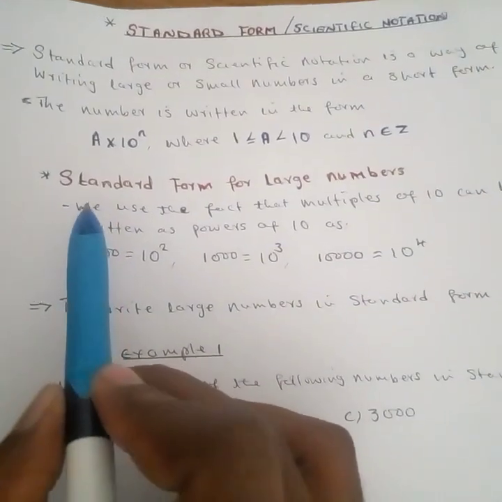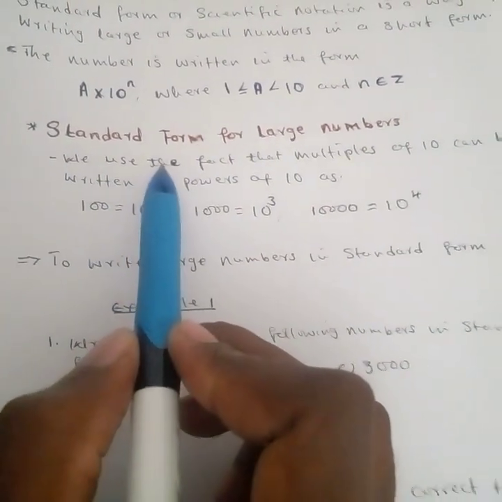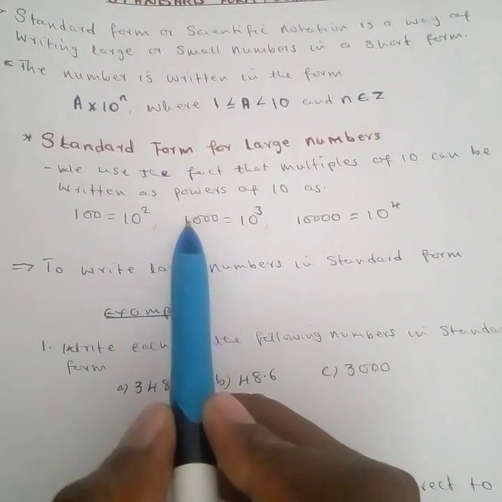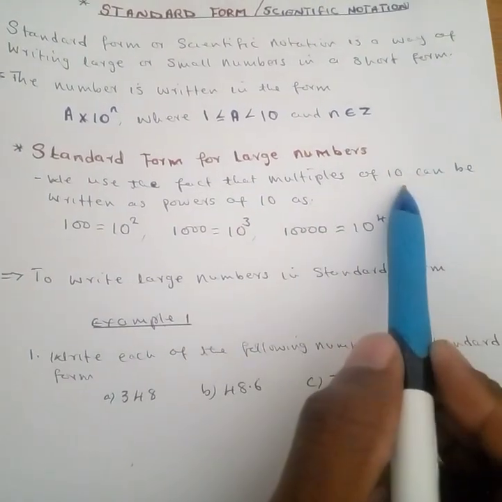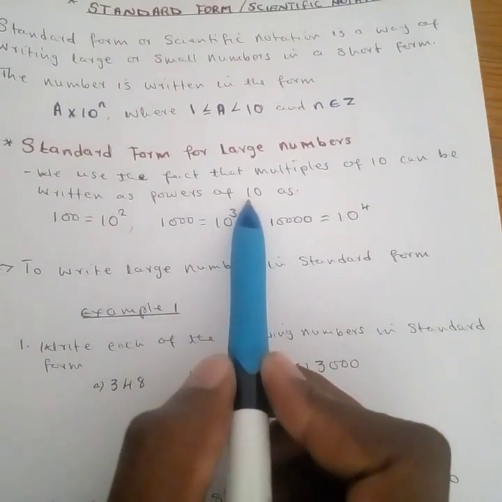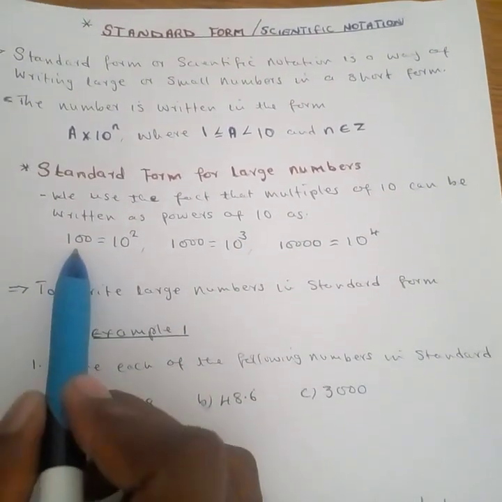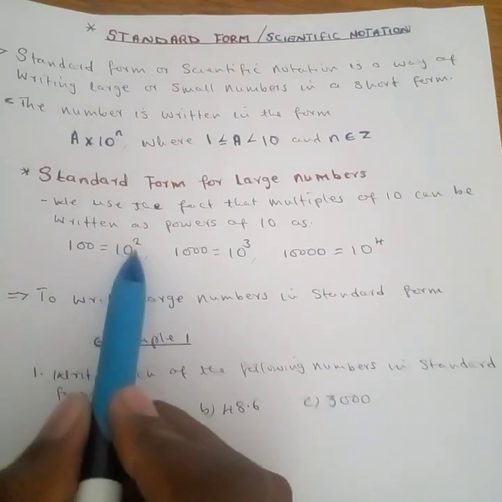Now let's look at standard form for large numbers. There are things that you need to know. Number 1, we use the fact that multiples of 10 can be written as powers of 10. How does that work? As follows. 100 is the same as 10 to power 2. 100 is the same as 10 to power 2.